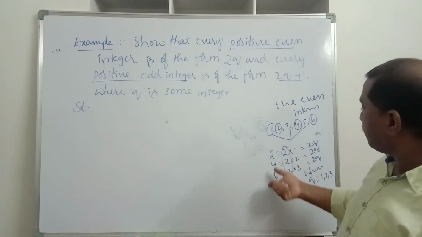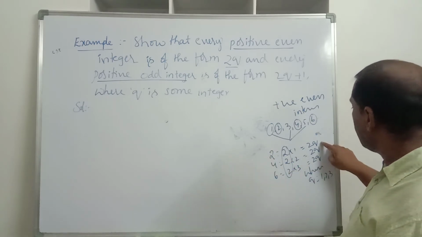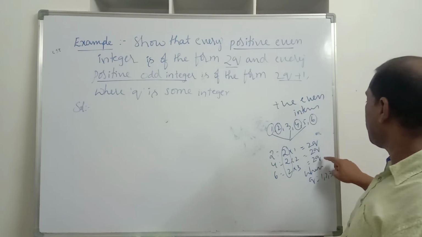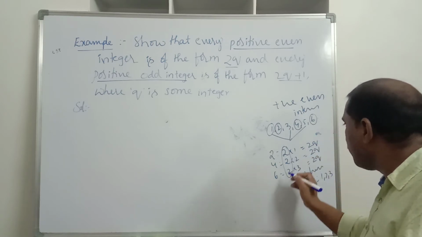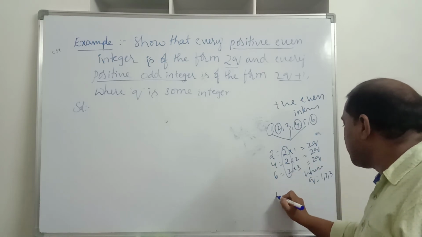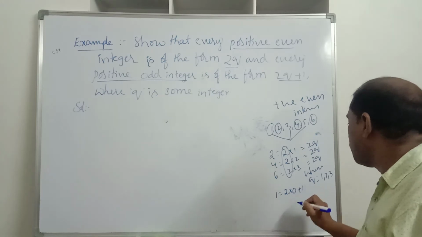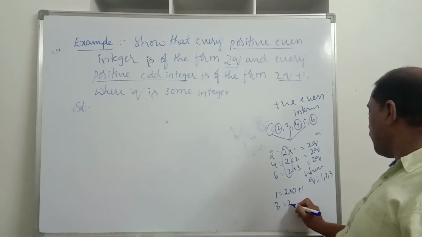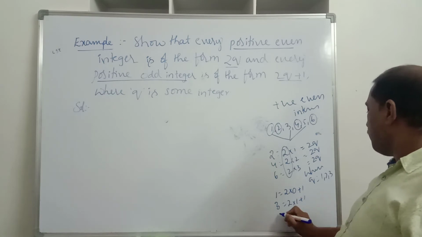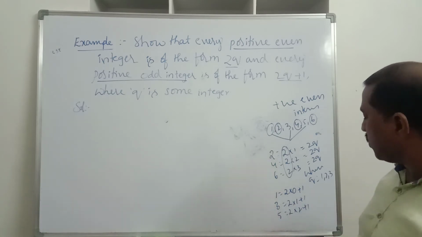So positive even integers like 2, 4, 6 can be written in the form of 2q. Similarly, for odd integers, 1 can be written as 2 into 0 plus 1. And 3 can be written as 2 into 1 plus 1. 5 can be written as 2 into 2 plus 1.